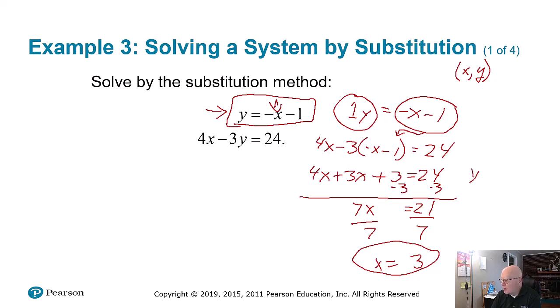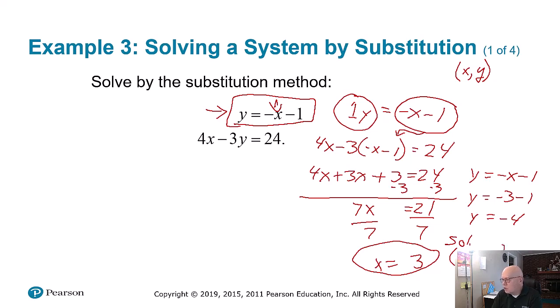So y equals minus x minus 1, but the x is supposed to be a 3, so y equals negative 3 minus 1. Y is a negative 4. We've got it. So our solution is 3, negative 4.